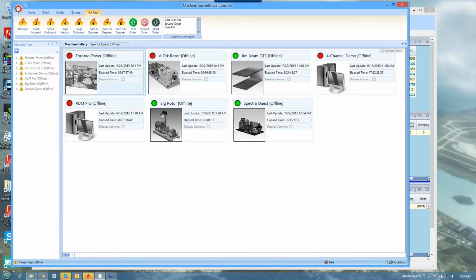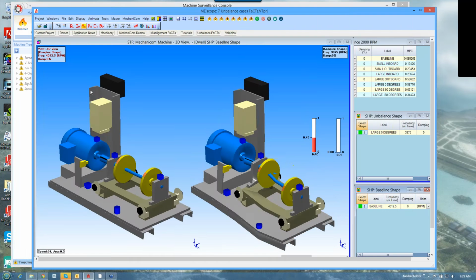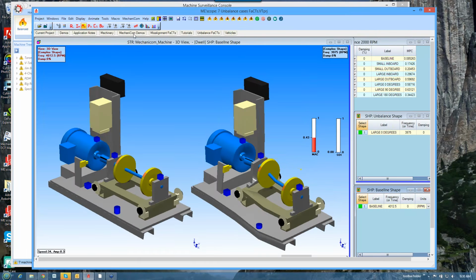Now this is what we call the machine gallery. These are all the different machines that I have placed in my database. Now none of them is running right now. You can see they're all offline because Emiscope is not pushing data into the database for any of these machines. We're going to go get this machine called Spectra Quest. It's a different project. So let me go back to Emiscope and come up here.